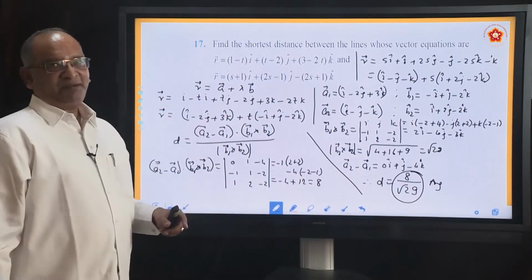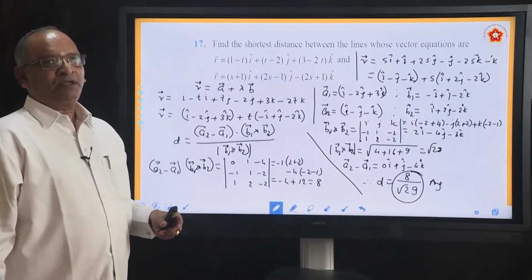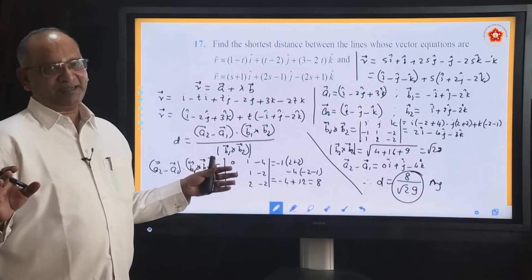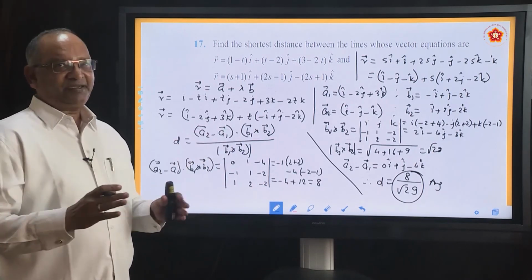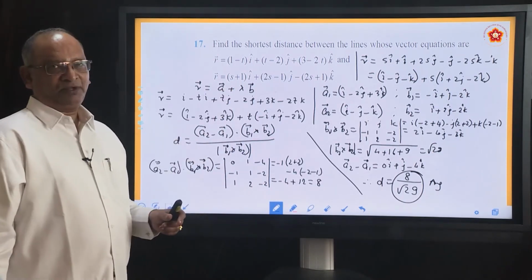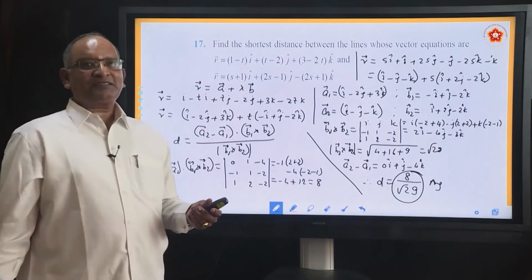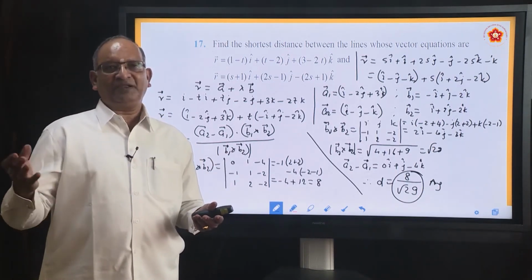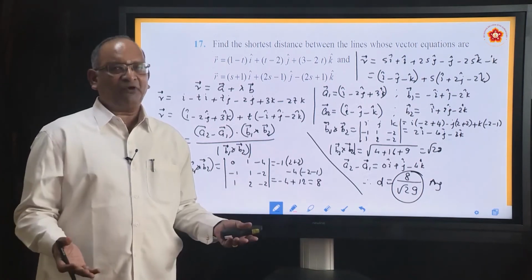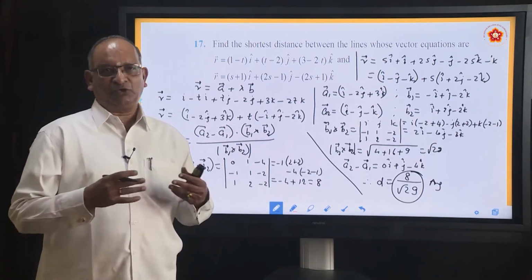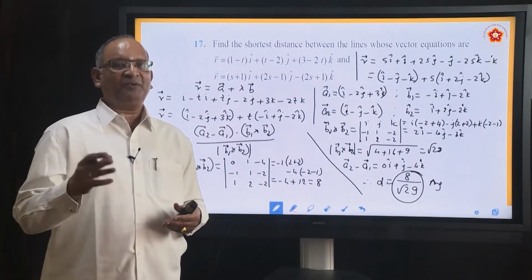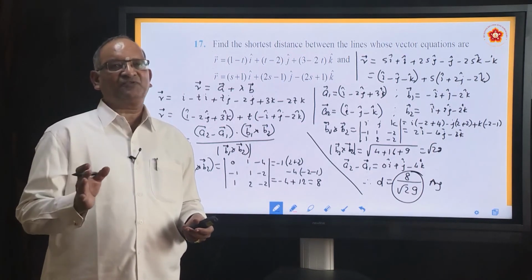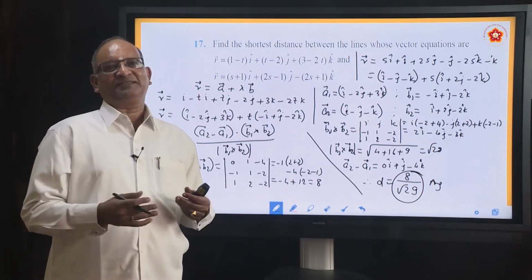So in what way is this problem different from other problems? Here vector A and vector B are not given independently, so we have separated them and then solved the question. Basically in shortest distance problems, if you are able to identify A1, A2, B1, B2, simply apply the formula and get the answer. There is no difficulty at all. From the examination point of view, this is one of the very important questions asked for 5 marks. So please do not miss it.